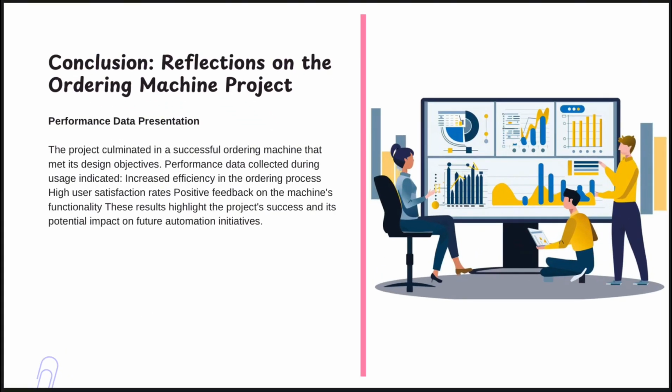And we go to the conclusion. Reflection on the ordering machine project. Performance data presentation. The project culminated in a successful ordering machine that met its design objectives. Performance data collected during usage indicated increased efficiency in the ordering process, high user satisfaction, and positive feedback on this machine. Functionally, this result highlights the project's success and its potential impact on future automation initiatives.